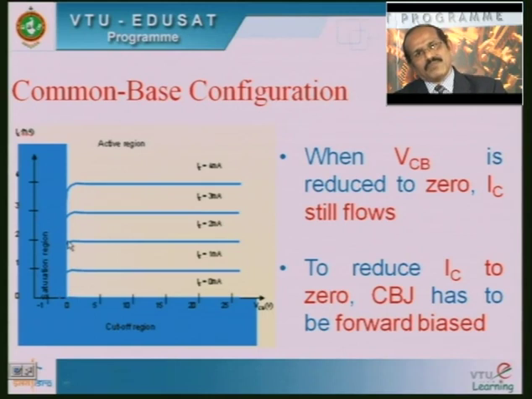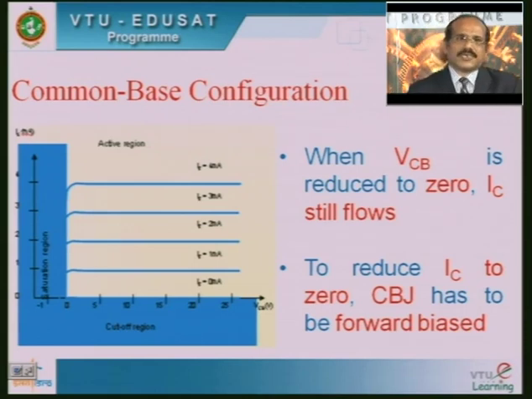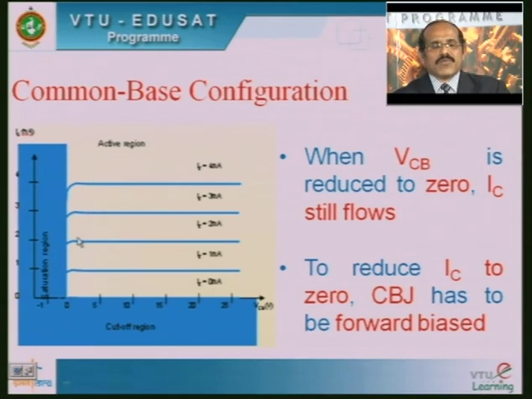The reason being, even when there is no bias across the collector base junction, VCB equal to 0, meaning there is no reverse bias across it, you know that under the no bias condition a depletion layer still exists across the collector junction. Because of this, there will be a current flowing through the BJT device.